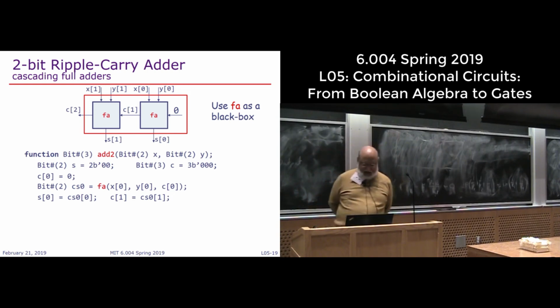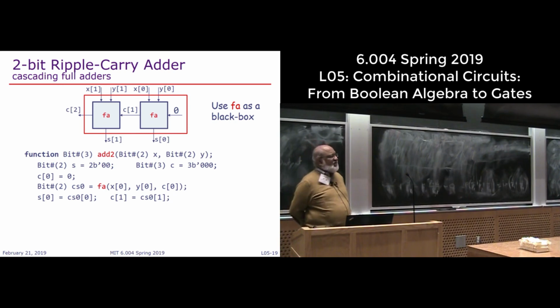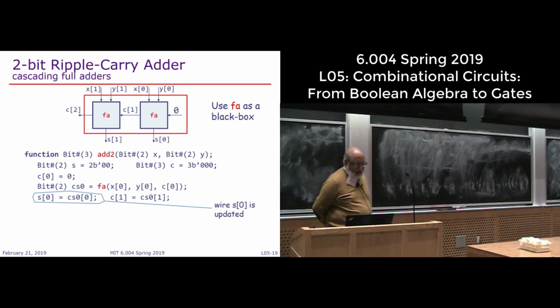Now remember that the 2 bits that we can extract, so we can say the sum bit is the 0th bit of CS0, and the carry bit is the first bit of the CS0. That's what is written in these lines over there. Okay, where S0 is updated at this point, right? So other wires may be whatever they are, but this one is going to be wire connected to CS0 from now on.